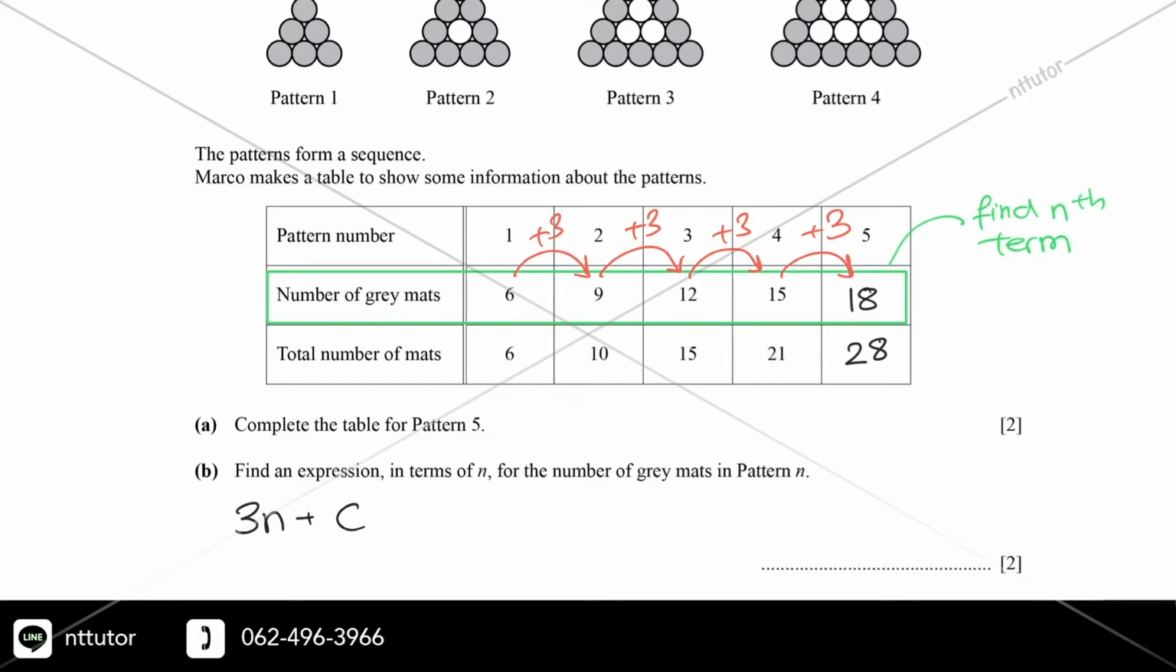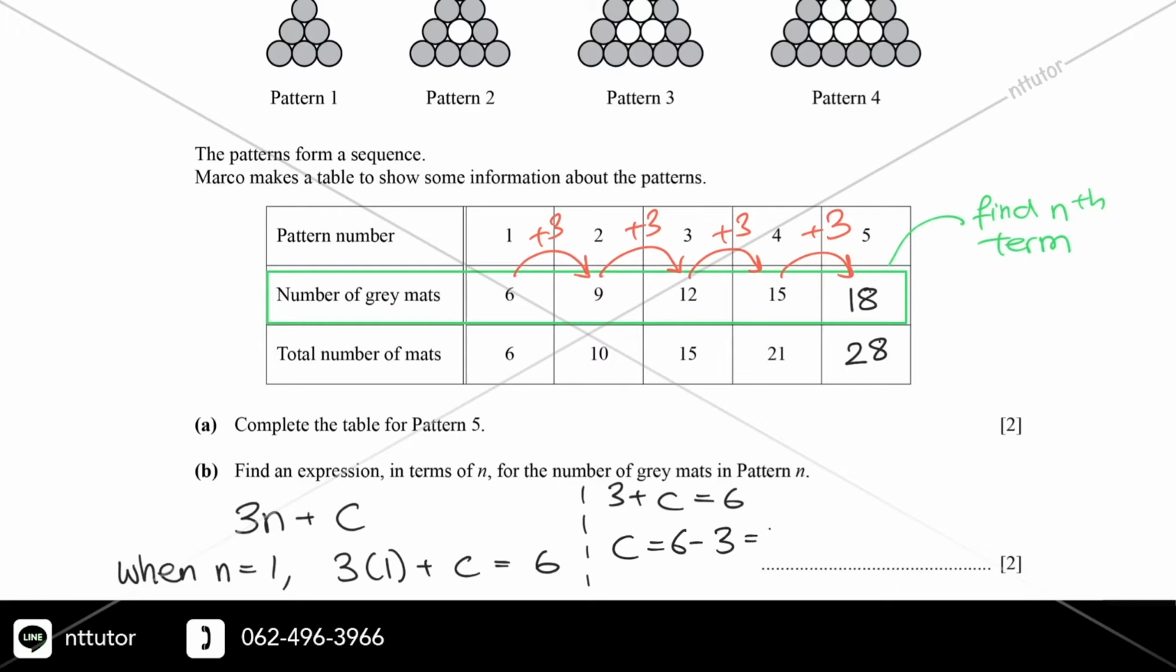We know that when n is equal to 1, the number of gray mats is equal to 6. That means that when you substitute n equals 1, it needs to be 6. So that's 3 multiplied by 1 plus c is equal to 6. And therefore, you can use this to solve for c. And c is equal to 3. Therefore, the nth term is 3n plus 3.